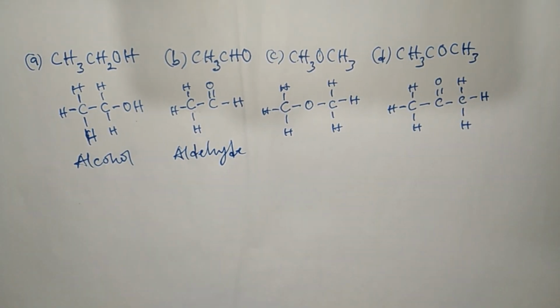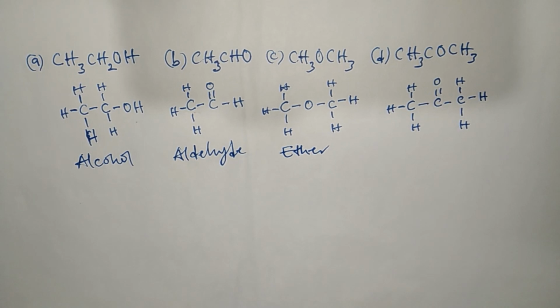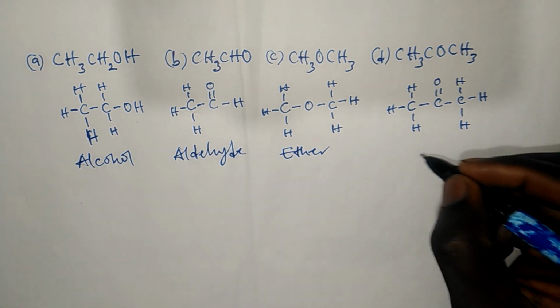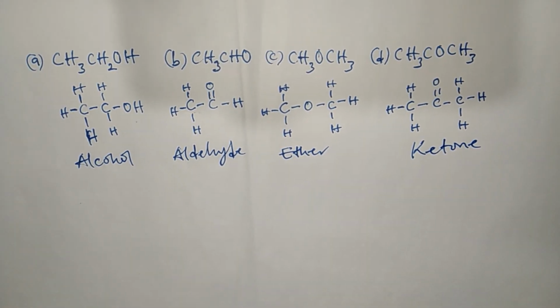Aldehyde, right? Now for C, whenever you see an oxygen single bonded to 2 carbon atoms, it is referred to as an ether. Right? Now for the fourth one, whenever you see a carbonyl group that is found in the middle of the chain, in this case the carbonyl group is not found at the end of the chain, it's found in the middle of the chain. Therefore, it's referred to as a ketone. A ketone is found in the middle of the chain.